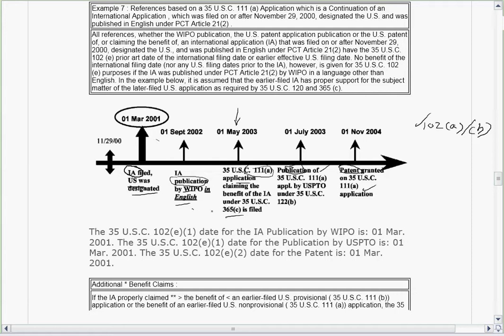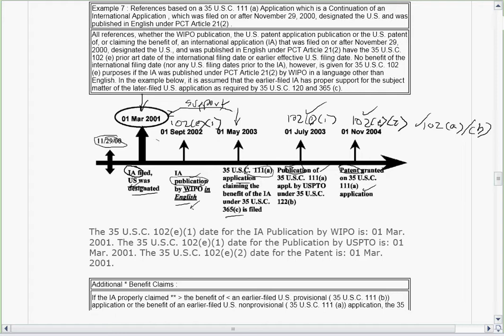Now since we have an international application filed after the critical date, and it was U.S. designated, published in English by WIPO, the application which relies upon it can get back to this 102(e) date, assuming there's support. We always need the 112 support. Then when this 102(e)(1) event happens, and this 102(e)(2) event happens, they're fine. So long as there's support, they can get all the way back to this date. And then we also have a pub here, which is a 102(e)(1) date.